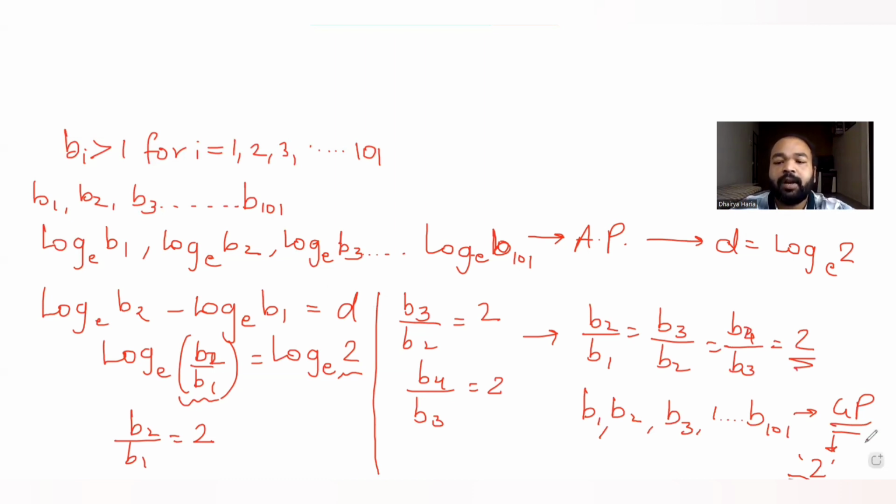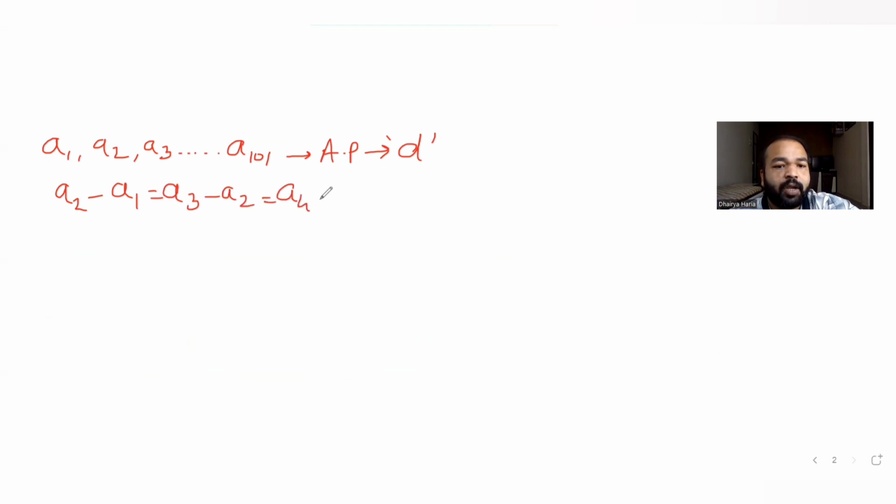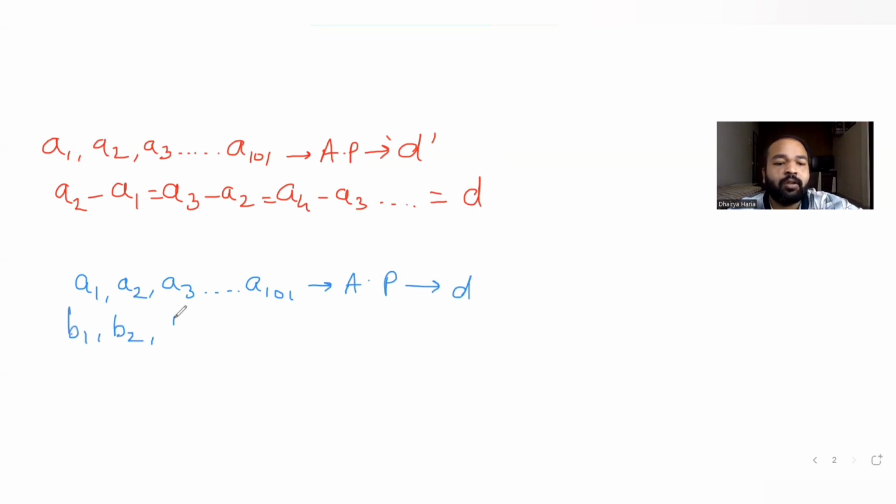Let's go ahead. The second part of the same question says, suppose a1, a2, a3 till a101 are also in arithmetic progression, and let's say they have a common difference d. When they are in arithmetic progression, the difference between the consecutive terms is a constant value equal to d. We do not know what the common difference is; that is not given to us. So we have two sequences in the question: the first is an arithmetic progression having a common difference of d, and the other sequence of b terms is a geometric progression with common ratio 2, right?